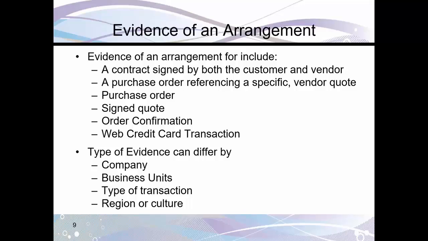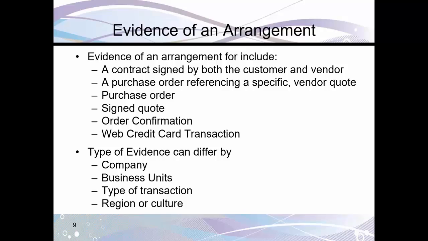Let's take a look at the first of the 4 criteria that we have as part of the items that we need to complete in order to recognize revenue from a transaction. This is the evidence of arrangement. So we need some sort of contract, some sort of agreement between the customer and the vendor.